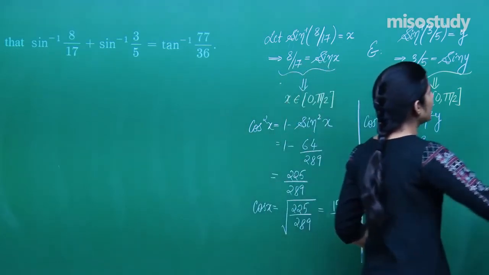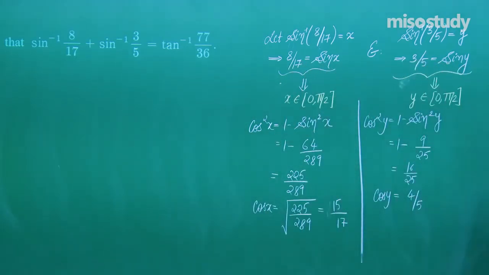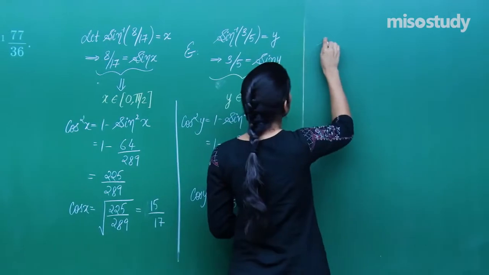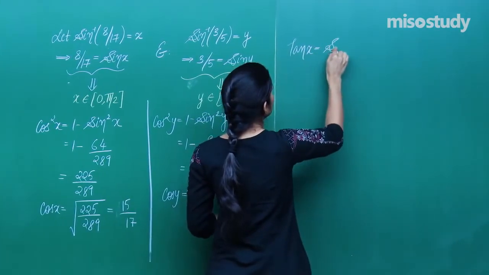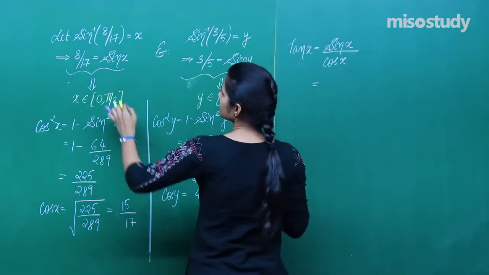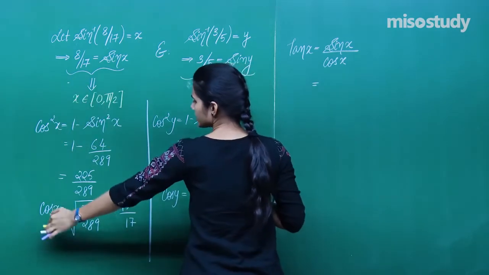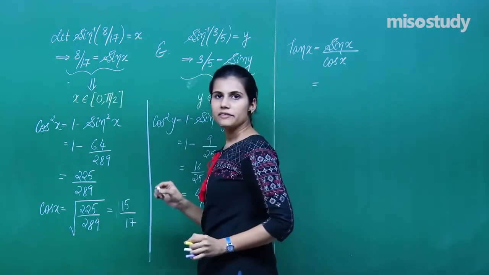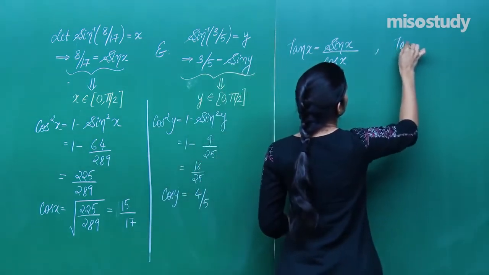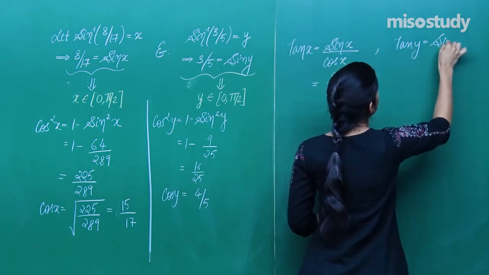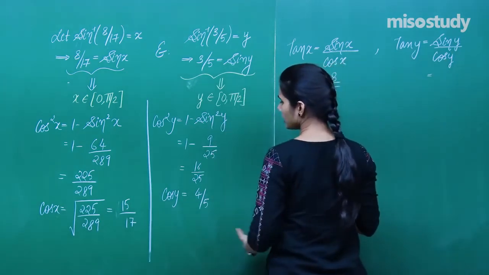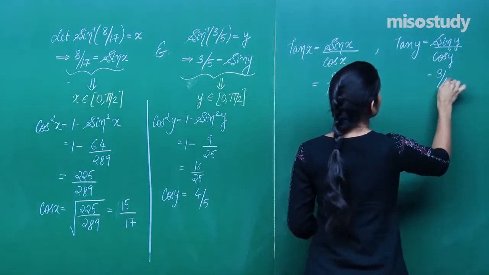I have cos y with me, I have cos x with me, sin x with me, and sin y with me. So I will be interested in computing tan x and tan y. Tan x will be sin x upon cos x. Sin x is given as 8 by 17, cos x is coming out to be 15 by 17. 8 by 17 upon 15 by 17 is nothing but 8 by 15. And if I talk about tan y, obviously it is sin y upon cos y. Sin y is 3 by 5, cos y is 4 by 5, so 3 by 4 is tan y.